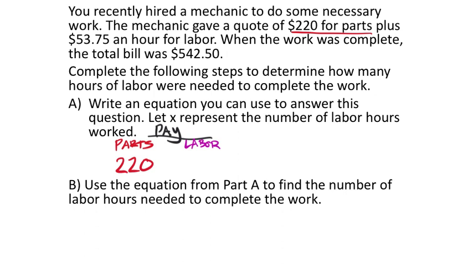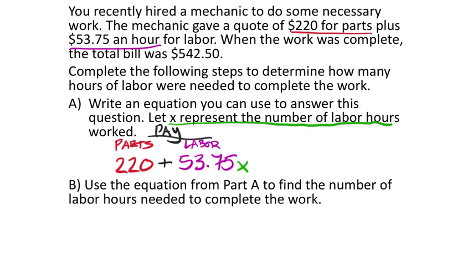The labor, on the other hand, is going to be $53.75 every hour. Now, if you put in here $53.75 like this, the problem with this is it's only for 1 hour. It doesn't say how many hours the mechanic worked, which is why we come down here and we say you got to let X represent the number of labor hours worked. So that's how many labor hours they worked, X. This is how much they charged every hour. We're going to take those two and add them together to get how much you paid.